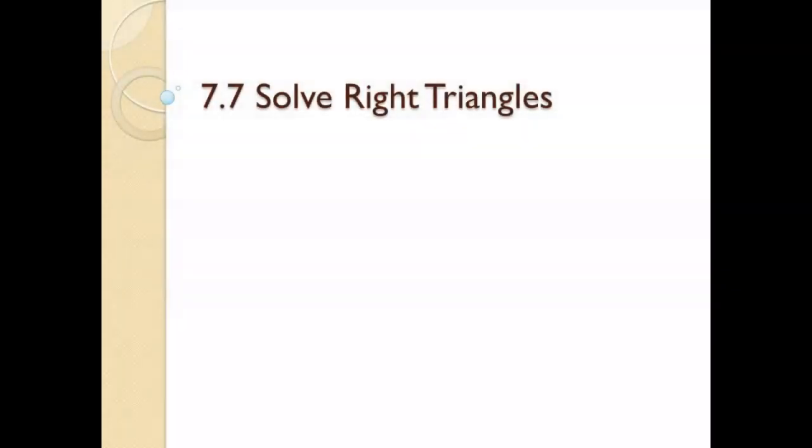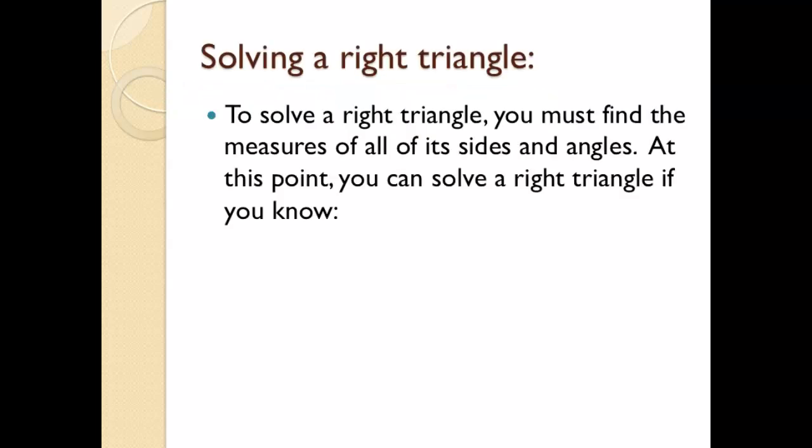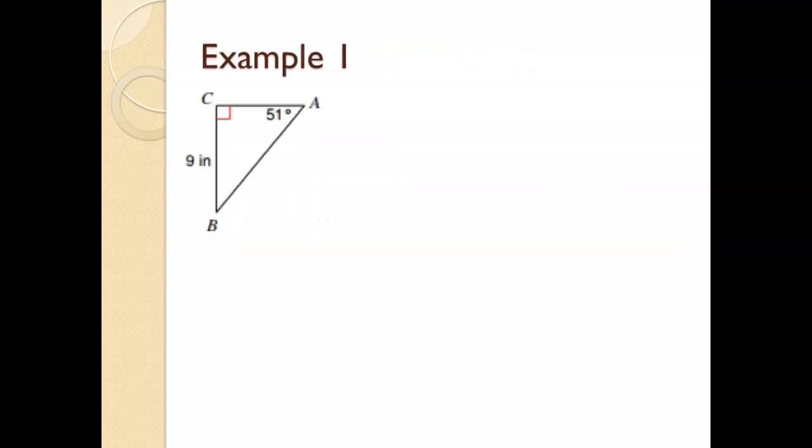We're going to continue our study of right triangles today by talking about solving right triangles. Now, what do we mean when we say solve a right triangle? Well, if you're trying to solve a right triangle, you want to find all the measures of the sides and angles. At this point, you can solve a right triangle if you know one side length and the measure of one acute angle. Let's take a look at example 1.